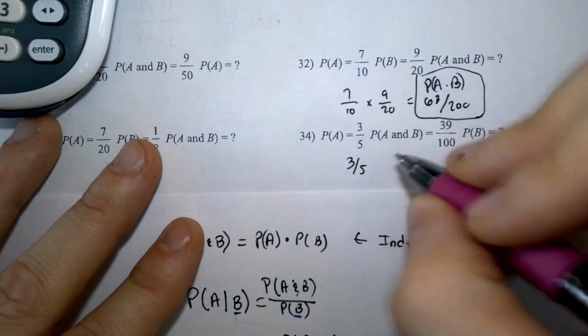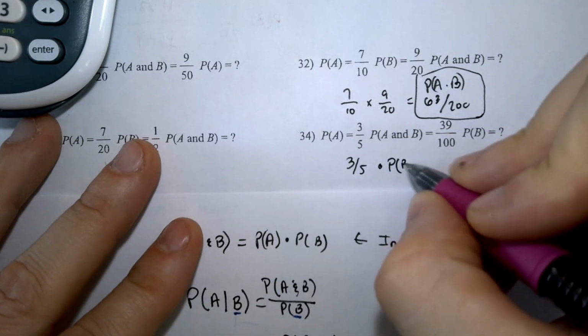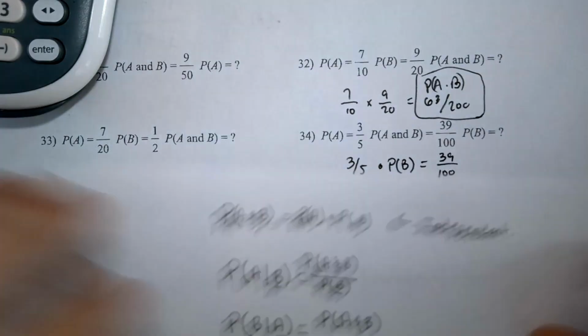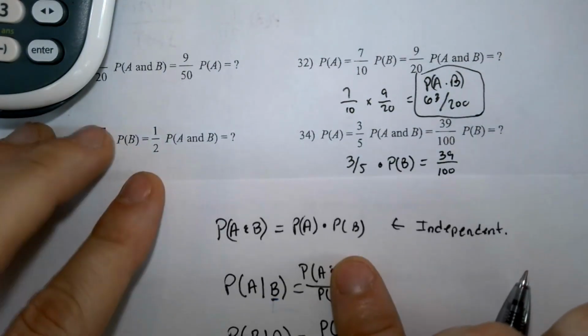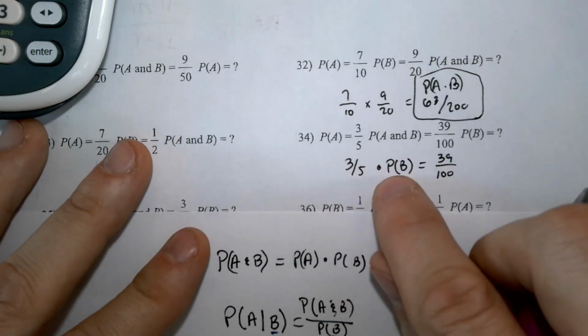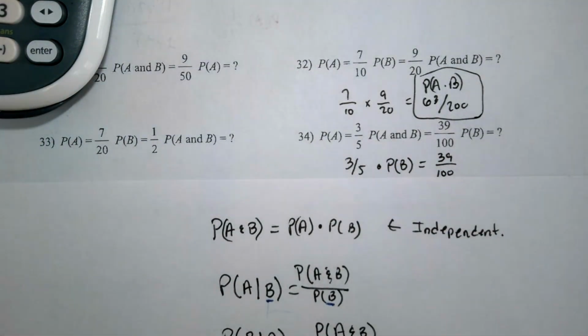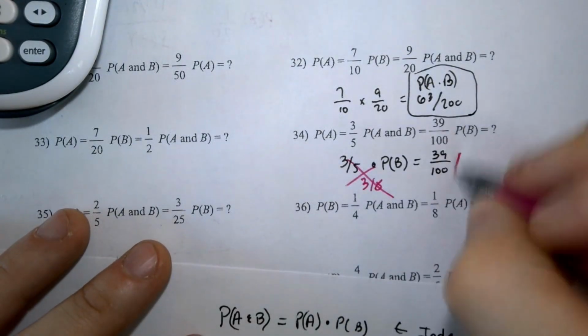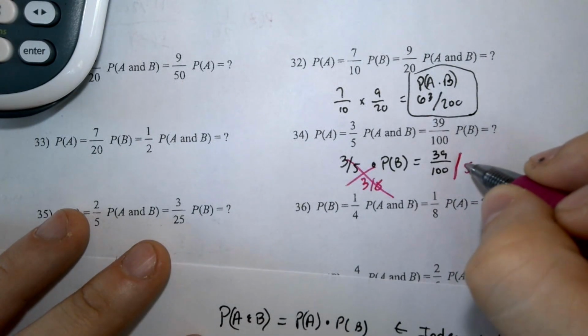Next one, we got probability of A is 3 over 5. Probability of B, we don't know, so we have to multiply by the probability of B. That would equal 39 out of 100 because, again, probability of A times probability of B is equal to probability of A and B. So these two things are multiplied. We have to cancel them out by dividing. So we are going to divide by 3/5.